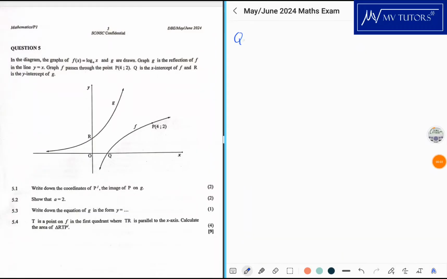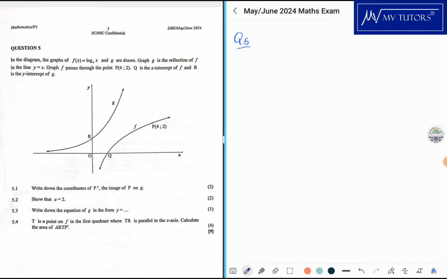Question 5. In the diagram, the graphs of f of x, we can see that's the log function, and g are drawn. I hope that you see that g is actually the inverse of f just by looking at it. But let's read on. So the graphs of f and g are drawn. Graph g is a reflection of f in the line y is equal to x. As soon as you get a reflection about the line y is equal to x, then you know you are dealing with a graph and its inverse.